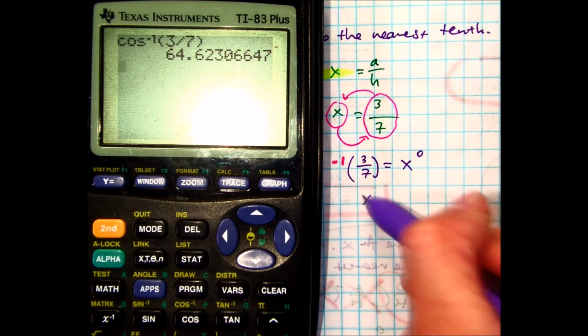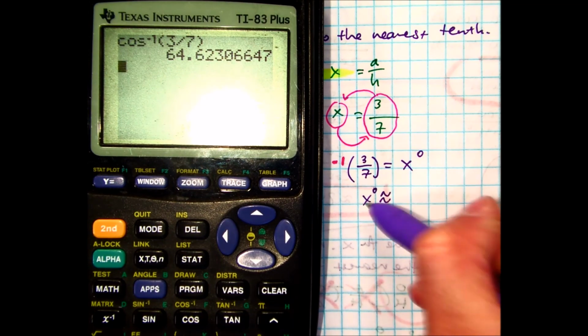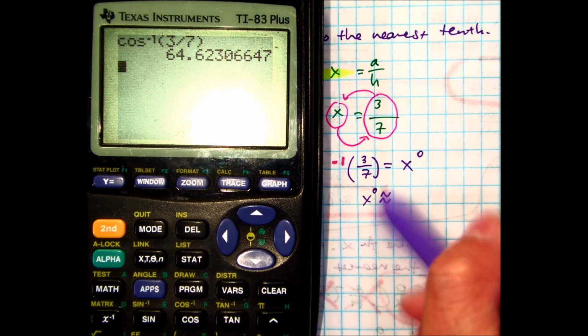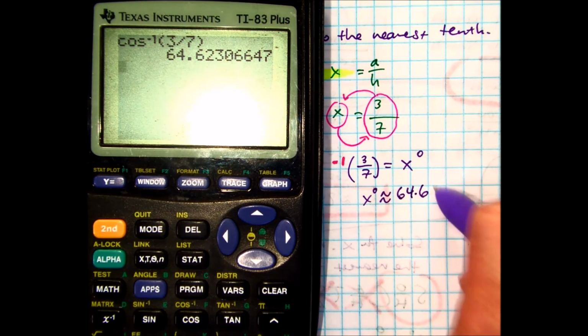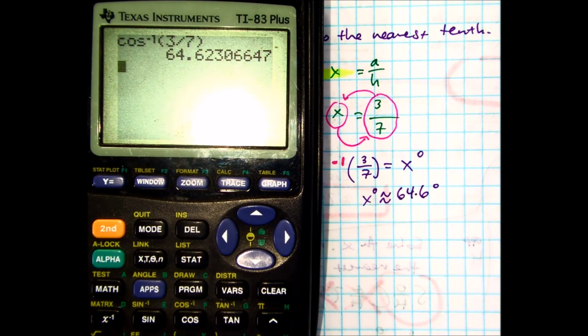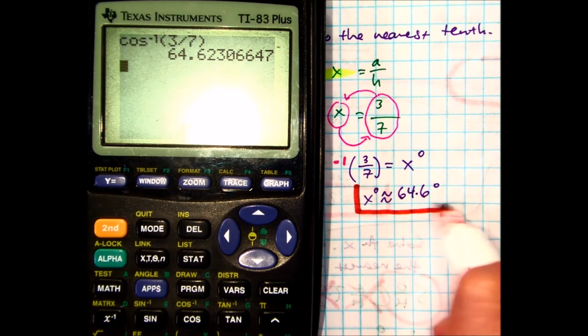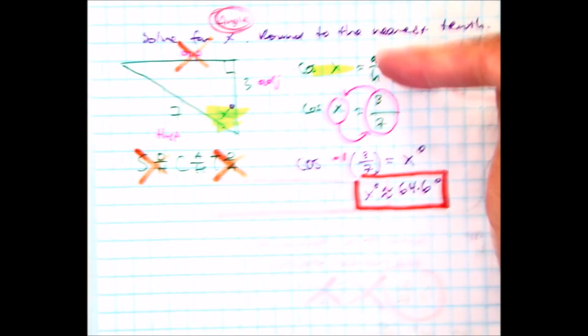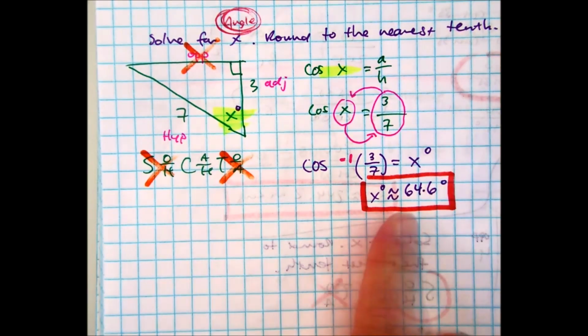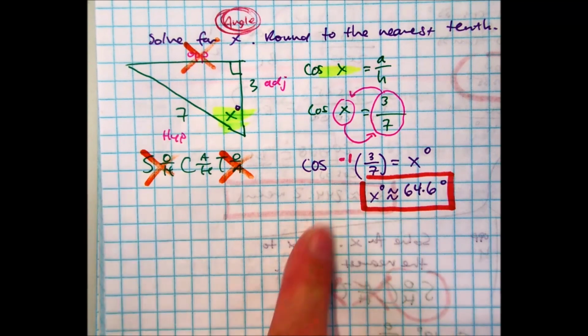It is okay for me to put a fraction or a decimal here. And then it asks me to round to the nearest tenth, so I'm going to say x, this angle measured in degrees, is approximately 64.6 degrees. And this is my answer. Notice that I'm kind of showing the work here before I put into my calculator-ready equation, and that's what I expect of it.